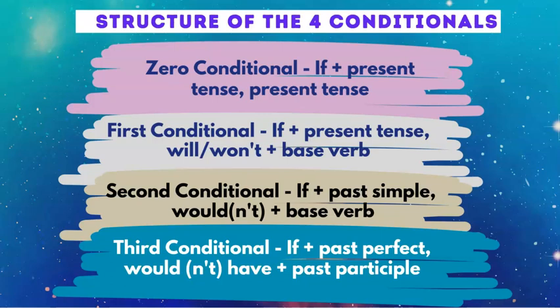Let's have a look at the structure of the four conditionals. With the zero conditional, we have if plus present tense, comma, present tense. First conditional, there is if plus present tense, comma, will or won't plus base verb. Second conditional, if plus past simple, would or wouldn't plus base verb. Third conditional, if plus past perfect, comma, would or wouldn't plus have plus past participle.